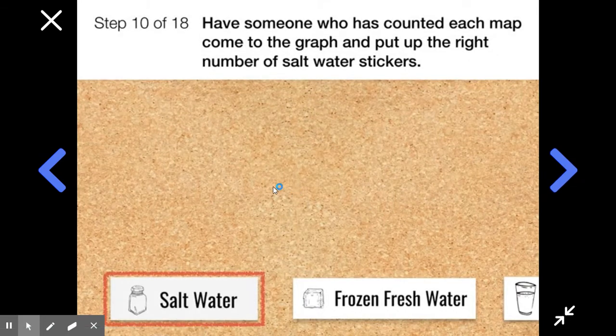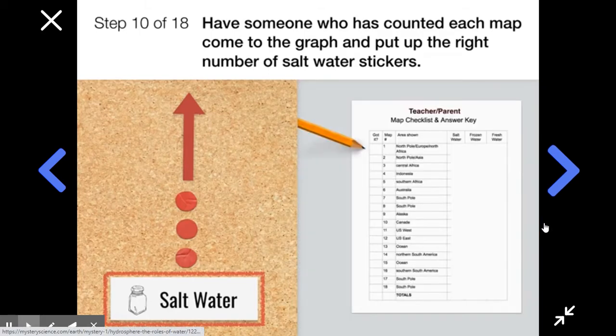If you're in a class, your teacher will have someone who has counted each map come to the graph and put up the right number of saltwater stickers. Teacher, use your master checklist to call up the 18 maps one by one. Make a check mark on your checklist as a map's stickers are added. If no one has some of the maps, don't check them off. Just skip them for now.